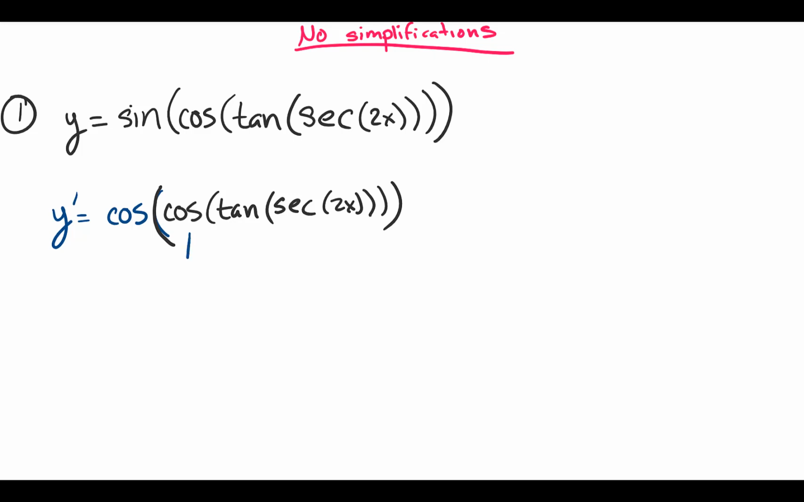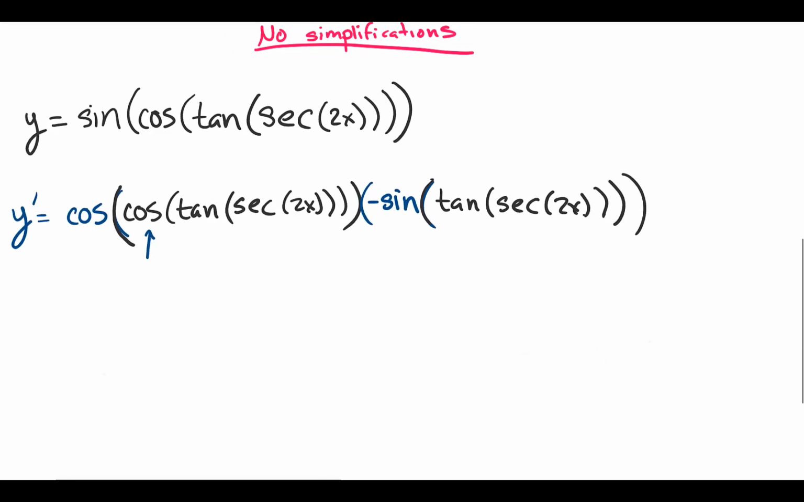Okay. Cool. Now you know what you do. You move to the next. And you go, what's the derivative of cosine? Negative sine of. And now you leave everything else alone. Tangent of secant of 2x. 1, 2, 3. And there's the fourth. Okay, got it. Now we just keep moving in.